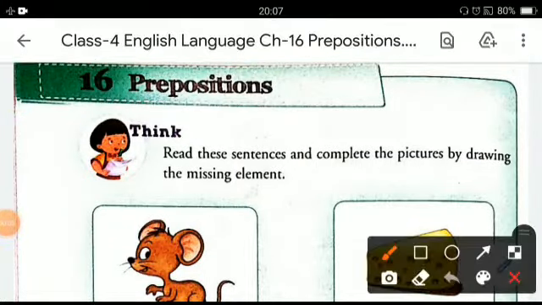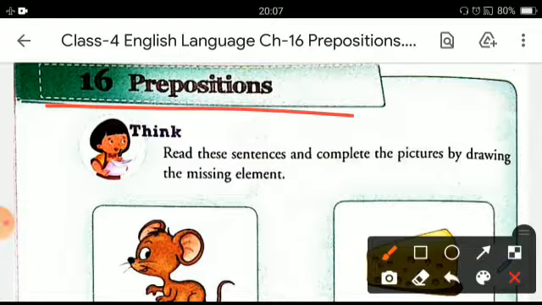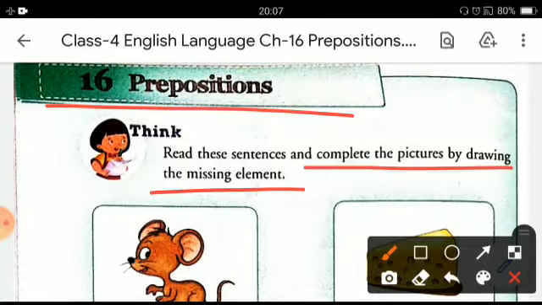And today we will read chapter number 16, Prepositions. Prepositions are the position words that tell us or show the relationship between a noun or pronoun and other words in a sentence. Before we begin the chapter, let's do an exercise and understand the preposition well. You have to read these sentences and complete the pictures by drawing the missing element.